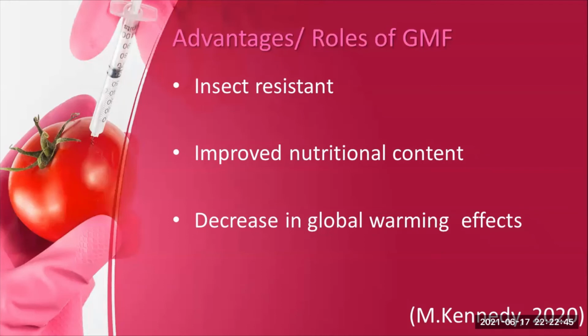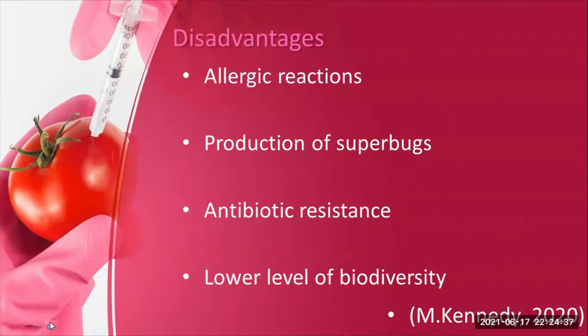Finally, an advantage of genetically modified plants is to decrease global warming effects. As we know, plants are the main combatants of greenhouse gases such as CO2. If you have crops that are resistant to harsher environmental conditions such as temperature and drought, you can grow more plants at different times of the year, and thus they can absorb CO2 and produce more O2 for us. Now, while there are a lot of pros to this, there are some cons.